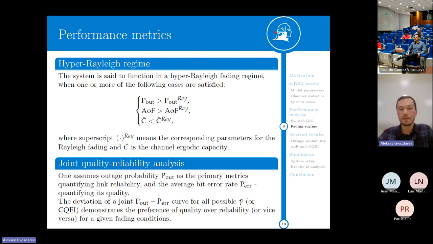Moreover, since it is well known that there is no single metric that can solely define communication quality or reliability, it was proposed to use the joint reliability-quality analysis in terms of the outage probability-error rate curve. It demonstrates the preference of outage or quality over reliability, or vice versa, for given fading conditions.